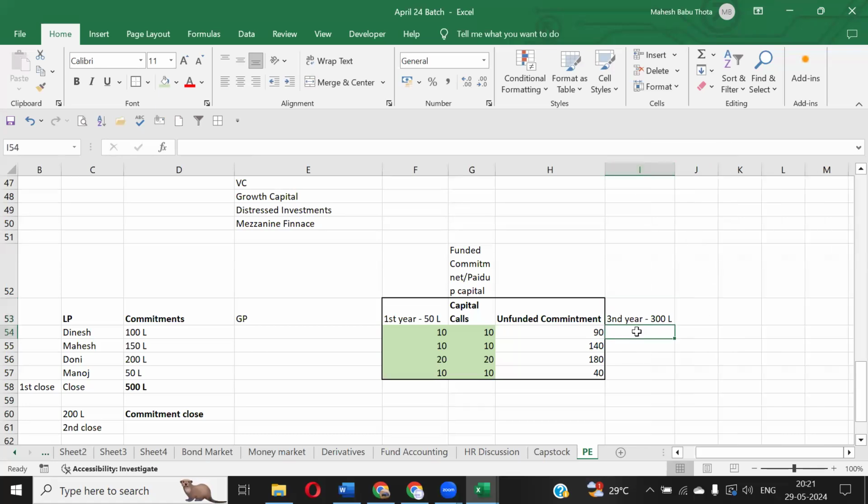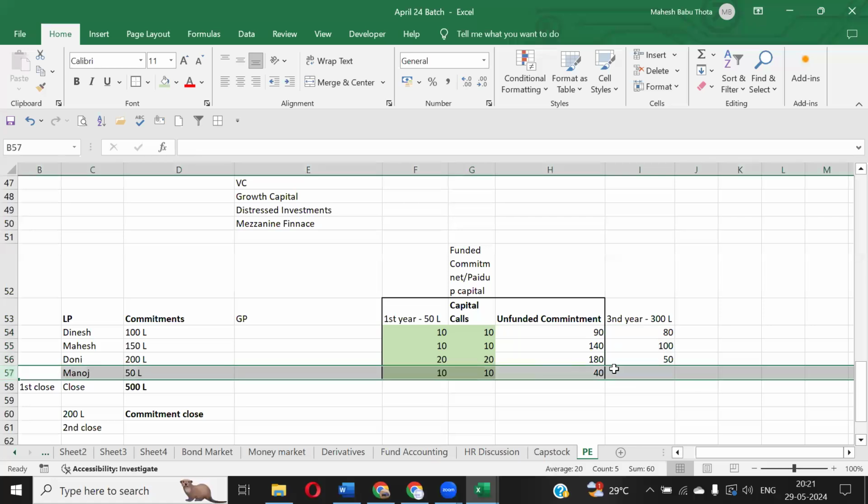From Dinesh, I'll collect 80 lakhs. Can I collect 80 lakhs from Dinesh? Yes. Then from Mahesh, I can collect 100. From Dhoni, I'll collect maybe 50. How much total? It became 230. So maximum how much can I collect from Manoj?